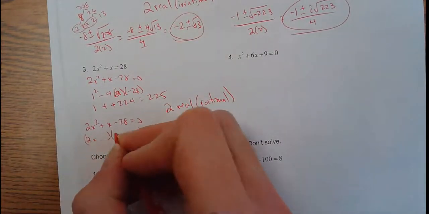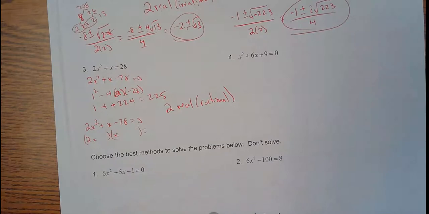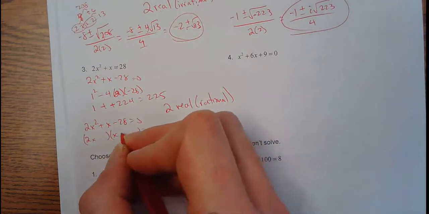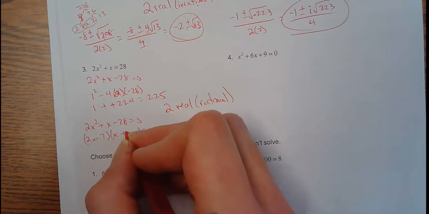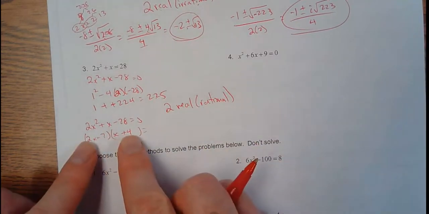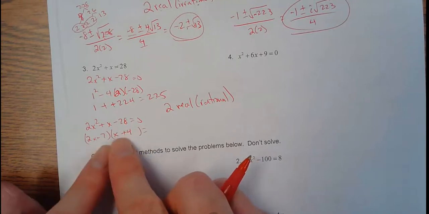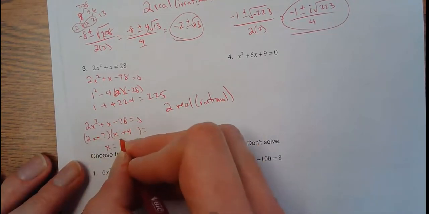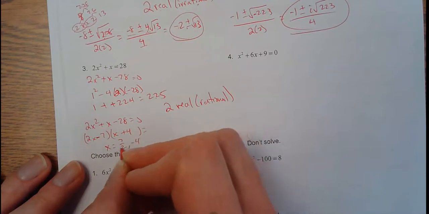Let's see, so 2x and x. Do some guessing and checking here. Let's see, I'll do minus 7 plus 4. So that'd be an 8 minus 1. That's what I want. Yep. So x equals, if I switch this sign, 7 halves, and this will be negative 4.